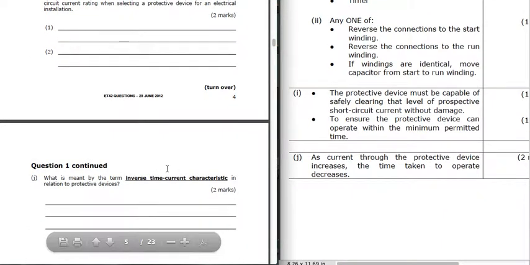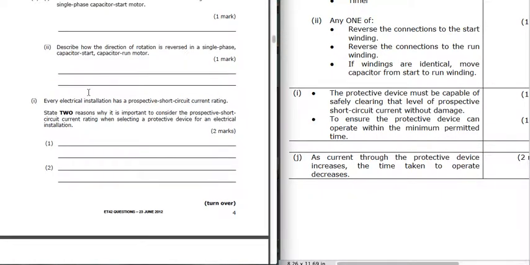That's part 2. Every electrical installation has a prospective short circuit current rating. So why is it important to consider the prospective short circuit current rating when selecting a protective device for electrical installation? So that prospective short circuit current is the maximum current that can flow under fault conditions.